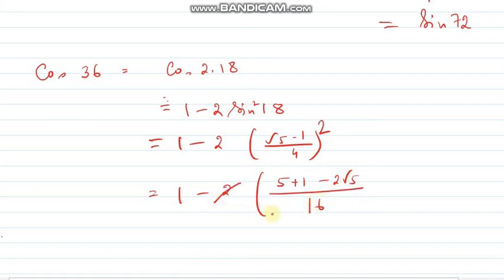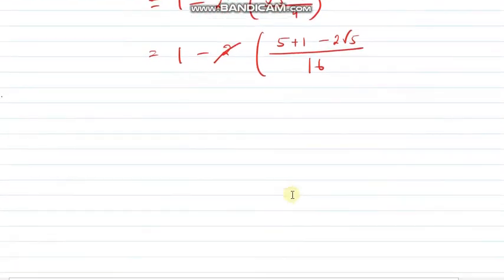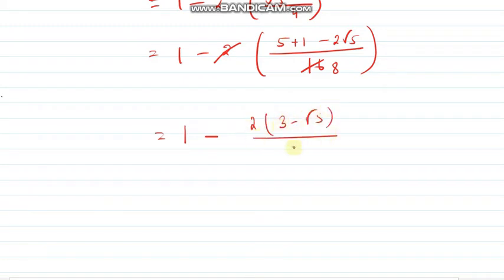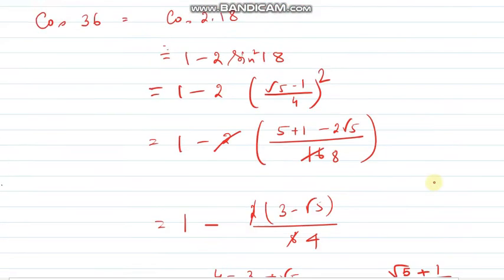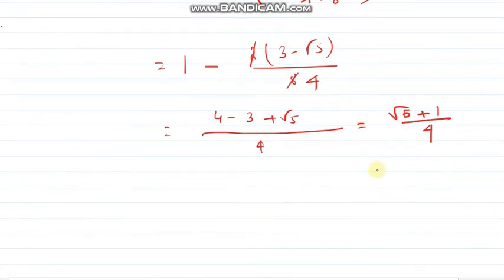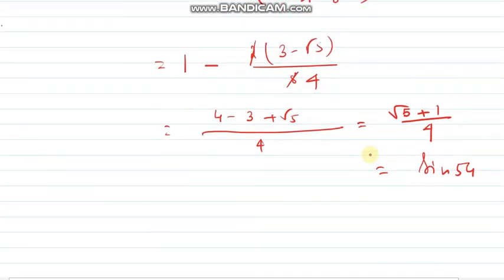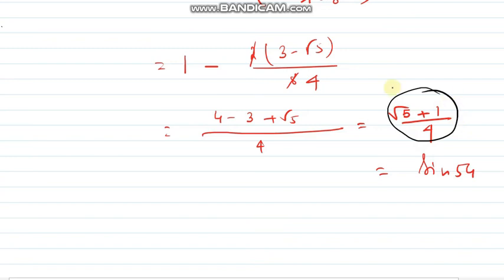If I simplify this, it will be 8. Further, if I take 2 common from the numerator, it is 6 minus 2 root 5, right? So taking 2 common, it is 3 minus root 5 divided by 8. Further, if I simplify, I'll get 4 here, right? So if I take the LCM now, 4 minus 3 plus root 5, which equals root 5 plus 1 divided by 4. This is the value of cos 36. This will also be the value of sin 54, right? Because 36 and 54 are complementary angles. This is the value of cos 36, as I am mentioning again and again.